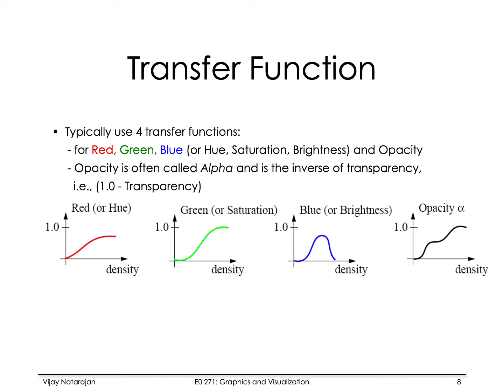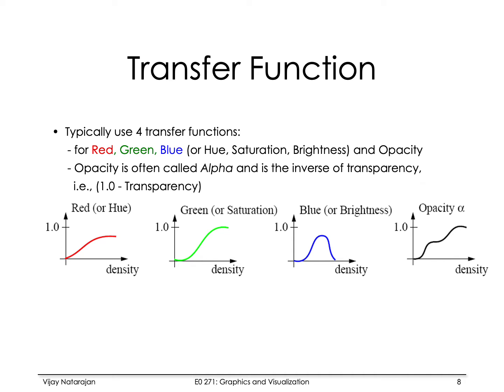So here are four examples of transfer functions for red, green, blue, and opacity. Notice that the scalar values or density, as it is often referred to, map to red, green, blue, and opacity values between 0 and 1.